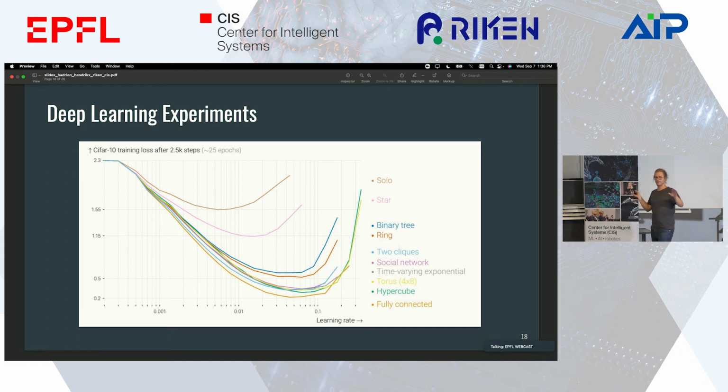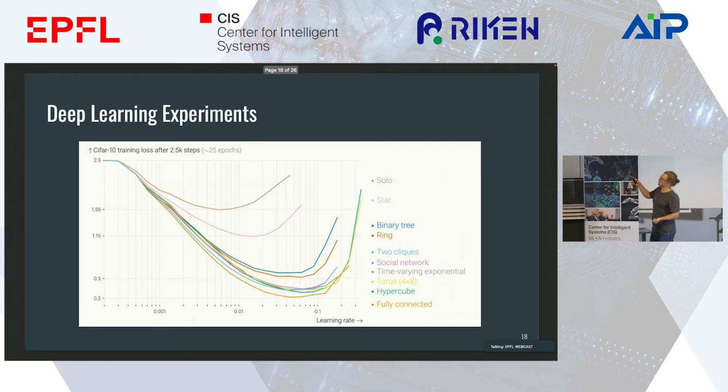So the first graphs that I showed you were for random quadratics, so arguably not the most practical model. But when we look at deep learning experiments, we do see this same behavior. Again, here the y-axis is how many steps you need to reach a certain error threshold, the x-axis is learning rate, and we see that if you have more and more connected topologies, then you can increase your learning rates more and more, and this will get you to lower and lower error, for instance.